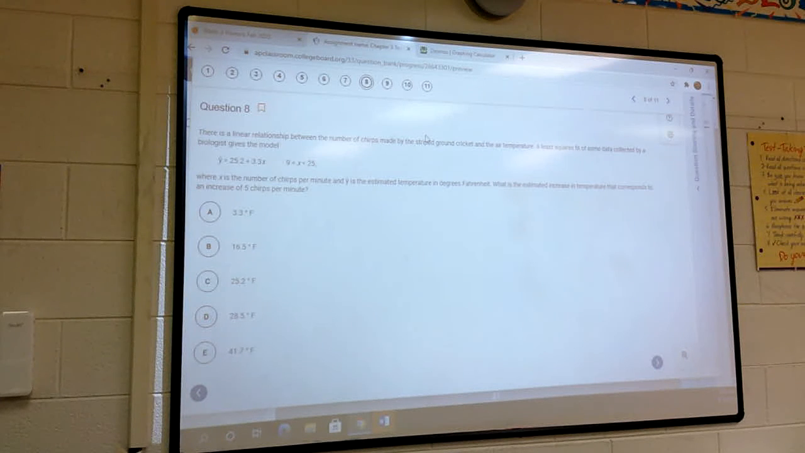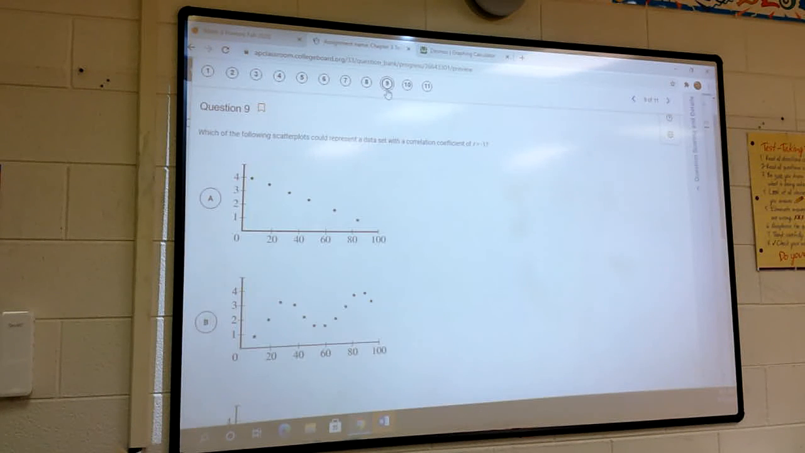What is the estimated increase in temperature that corresponds to an increase of 5 chirps per minute? So basically, if I put a number in there for X, and then I put a number in there 5 more than that, how much did it increase by? So if you increase by 5 more chirps, how big of an increase is that? Okay, that is the question. All right, so you could pick numbers if that helps you to go through that one.